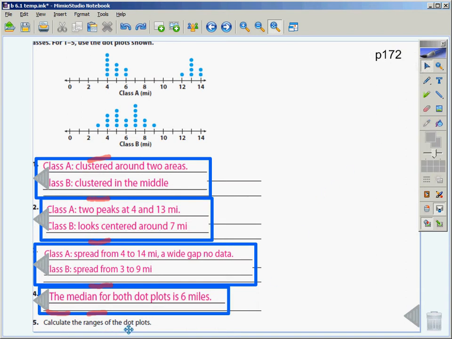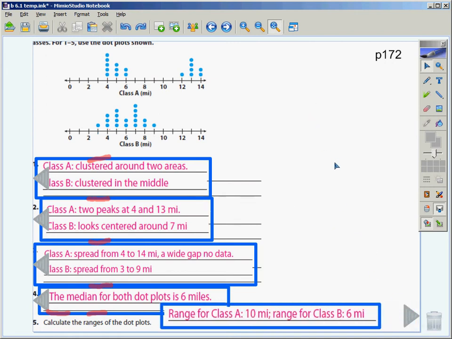When it says calculate the ranges of the dot plots, what are they asking me to do? Subtract. So 14 minus 4 and 9 minus 3. The range for Class A is 10 miles. The range for Class B is 6 miles.